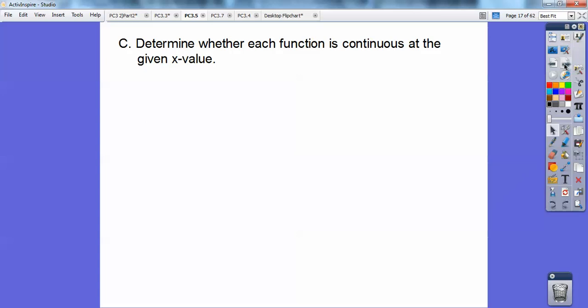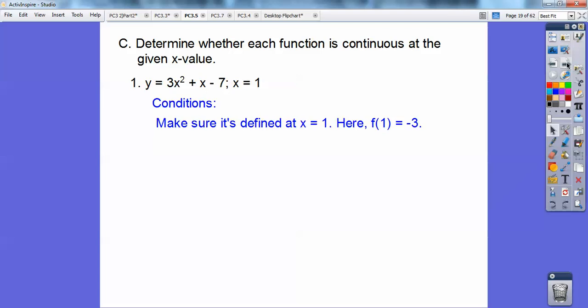So determine whether the function is continuous at the given values. First of all, you guys, we got to plug in 1 right here. So let's plug in 1 right here. 1 squared is 1, and then 3 times 1 squared plus 1 minus 7. So f of 1 would be negative 3. Okay, so far so good.